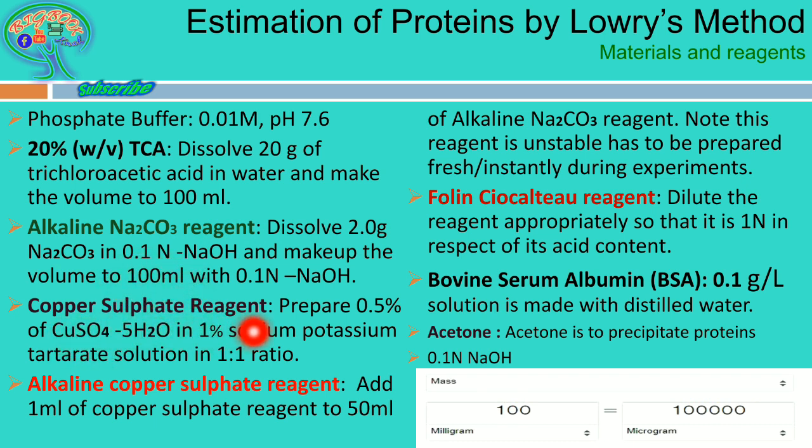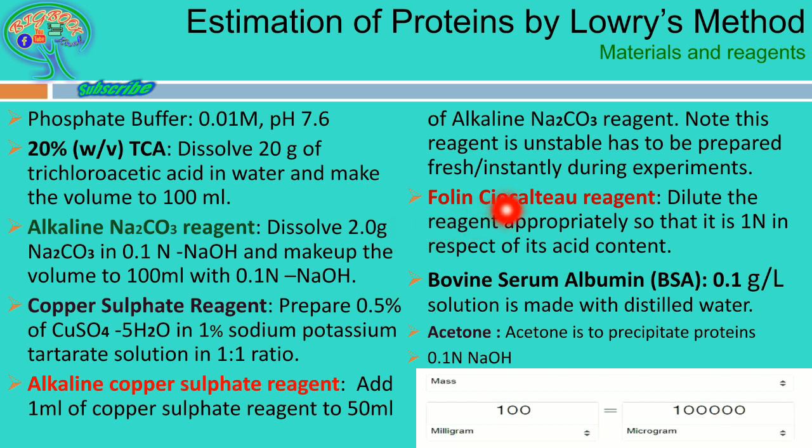The copper sulfate reagent is prepared with 0.5% of copper sulfate pentahydrate in 1% sodium potassium tartrate solution in a 1:1 ratio. Further, the alkaline copper sulfate is prepared with the help of the alkaline sodium carbonate reagent and copper sulfate reagent. We are going to add 1 ml of copper sulfate reagent to 50 ml of alkaline sodium carbonate reagent. Note this reagent is unstable and has to be prepared fresh during experiments. So you cannot stock the alkaline copper sulfate reagent after preparing it.